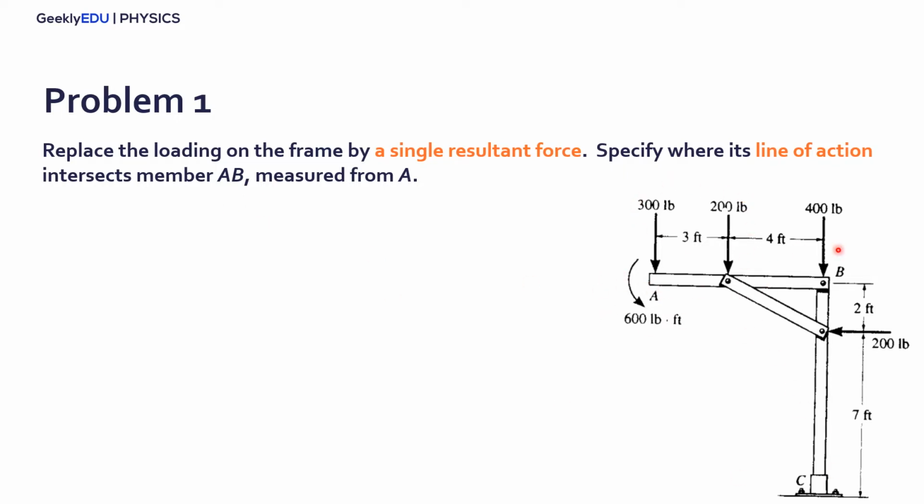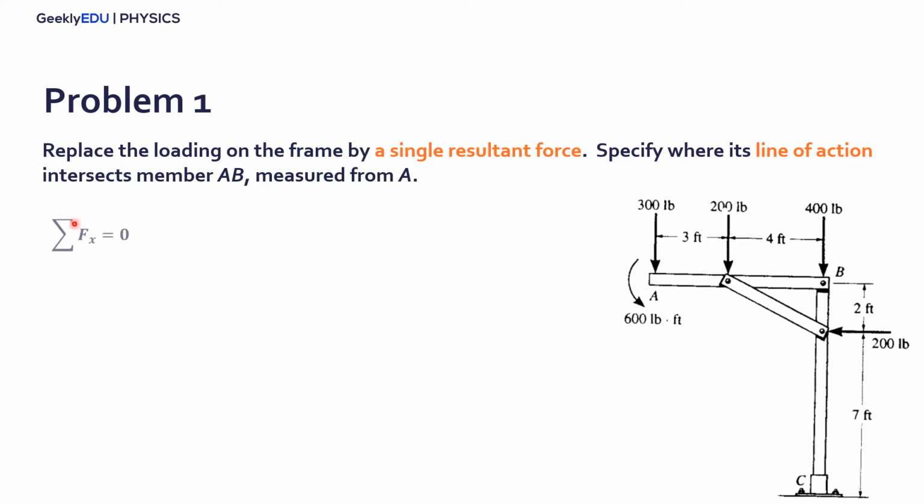So we have three loads on top of this frame. We have three forces pointing down, one pointing to the left here, and a torque that's been applied at point A. It seems complicated, alright, but we're going to see that it's actually pretty simple if we apply the conditions for static equilibrium.